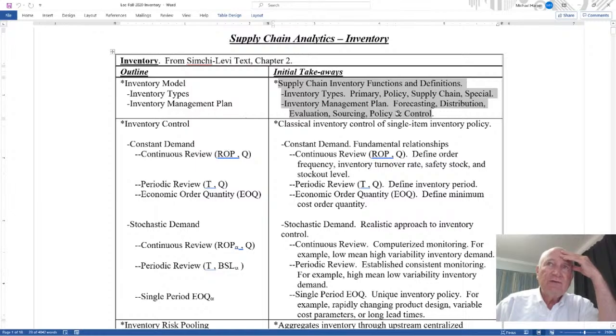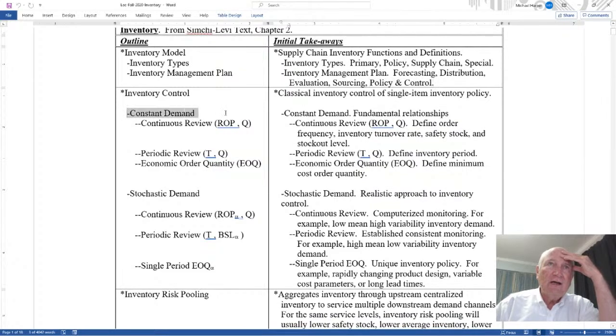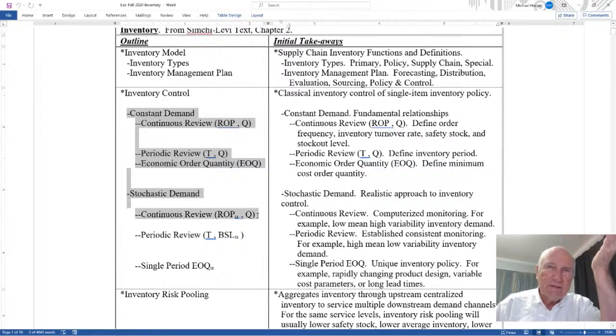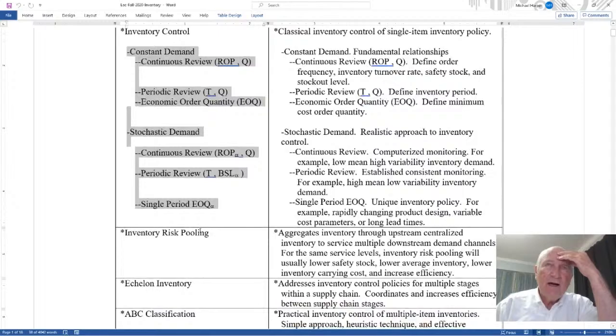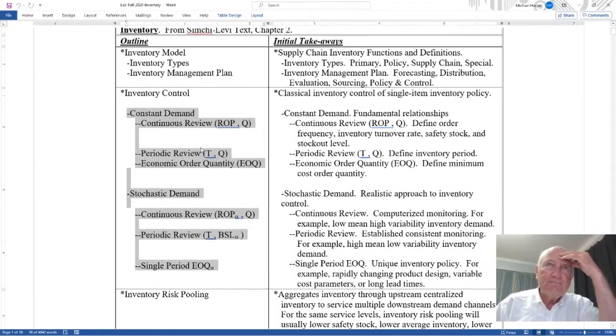And then under inventory control, like right here is policy and control. Under inventory control, I'm going to go over the constant demand to go through the definitions and concepts and thinking. Then I move to stochastic demand. The same kind of concepts, but it's a little bit more realistic because the demand is stochastic or random, and show you some techniques. So this is pretty much the classic fundamental inventory control for constant and stochastic demand. And over here is the takeaways.